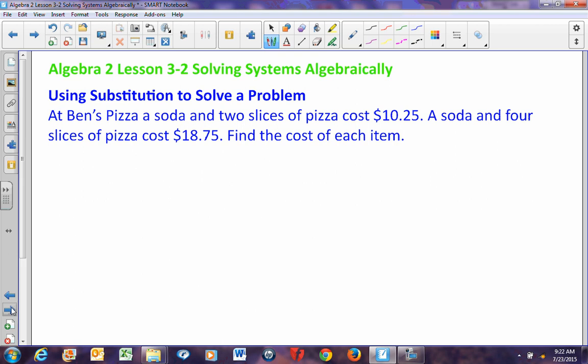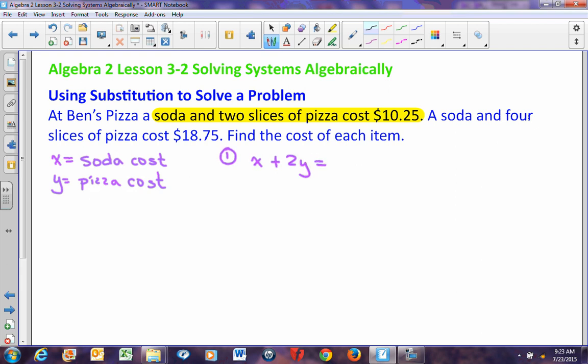So obviously we're trying to find the cost of the soda and the cost of a slice of pizza. Okay, so I'm going to let x equal the soda, and y is going to equal the pizza cost. And then I'm going to take my two statements and determine an equation based on those. So for a soda, which is an x, my first equation is going to be x, and 2 slices of pizza, 2y, equals my total cost of 10.25.